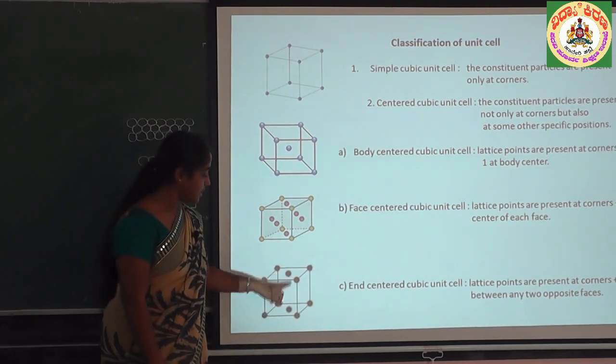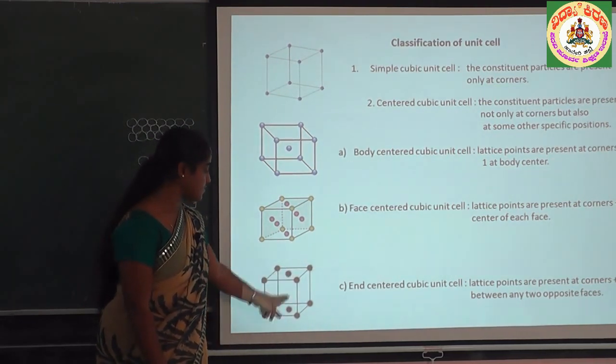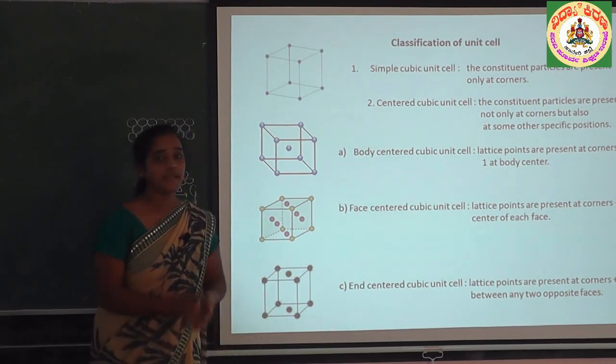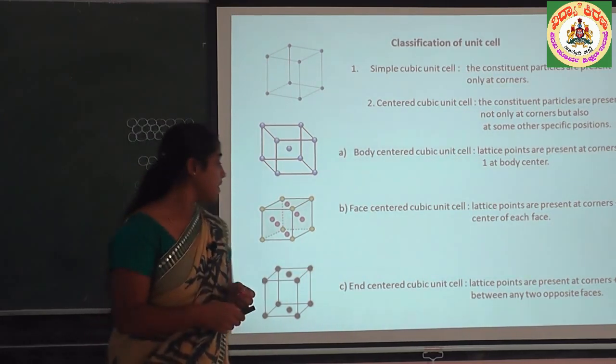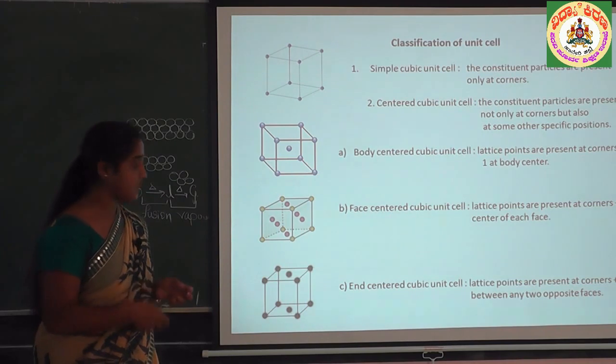Like that, between any two opposite faces 2 lattice points are present. So total there are 8 lattice points present in the end centered cubic unit cell.